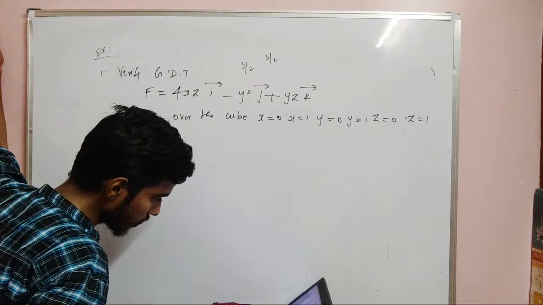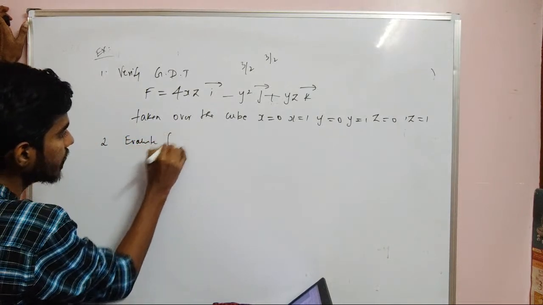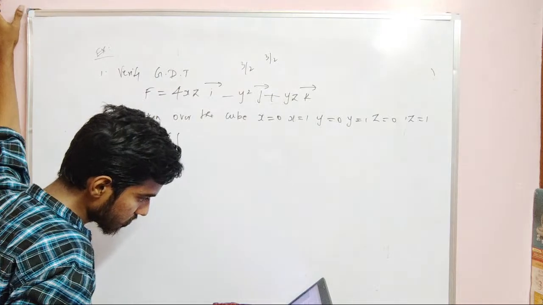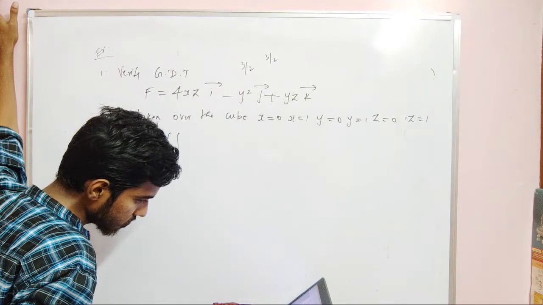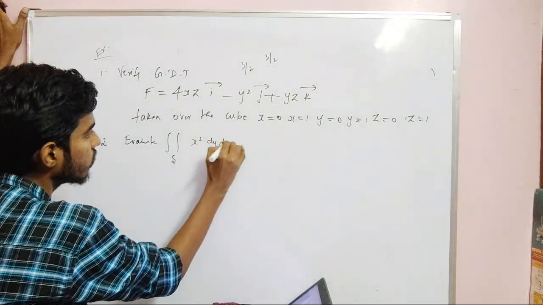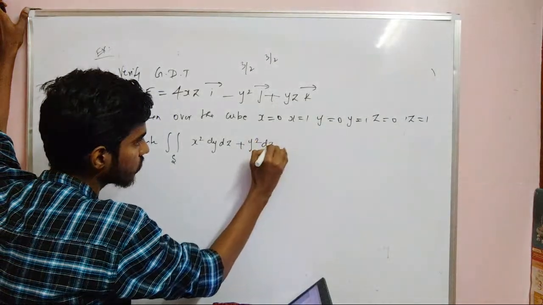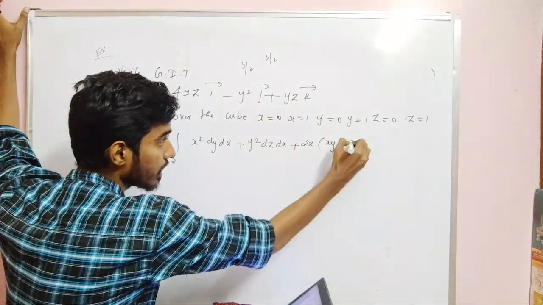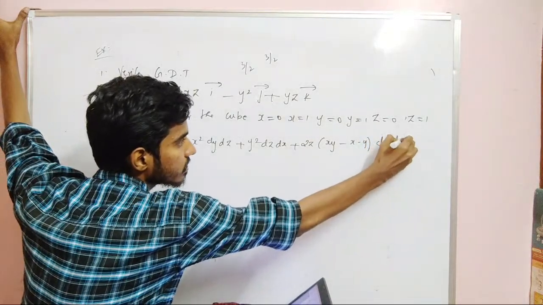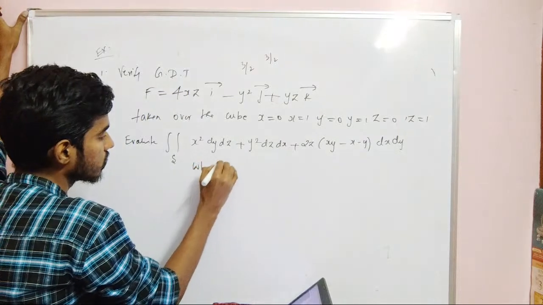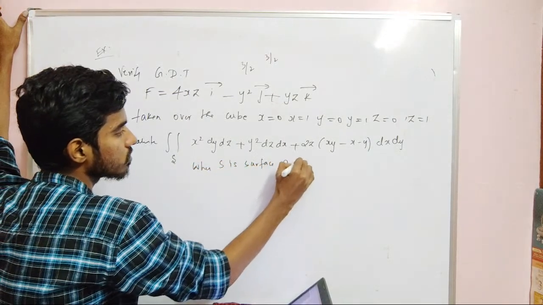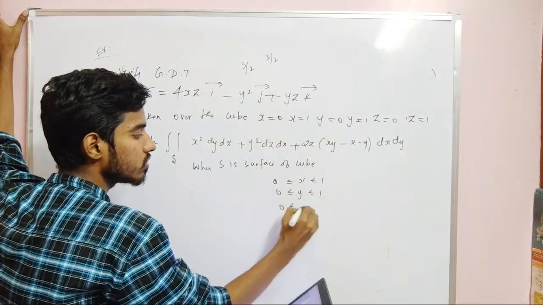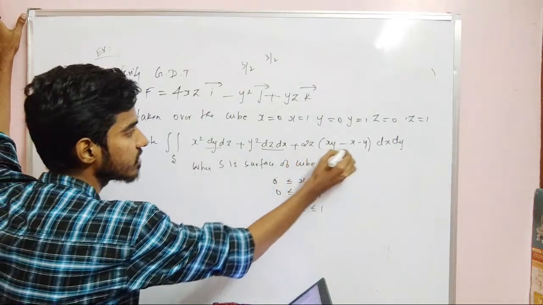So the second problem is: evaluate the double integral over S of x square dy dz plus y square dz dx plus 2z into xy minus x minus y dx dy, where S is the surface of the cube, 0 less than x less than 1, 0 less than y less than 1, 0 less than z less than 1. Don't worry about dy dz, dz dx, dx dy, right?